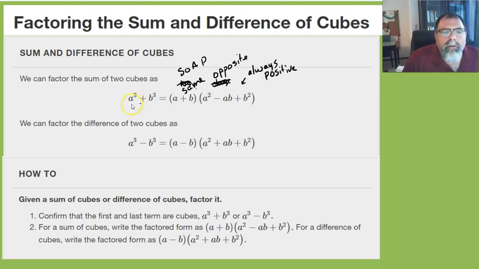Okay, so what you do is you're going to cube root these numbers. That's your A and B. Actually, I'm doing that a little bit out of order. So I'm going to cube root the numbers, A and B. Then I'm going to do A squared. The middle term is going to be the product of A and B. And then the last term is just going to be B squared. Okay, so let's look at an example. So example 6.